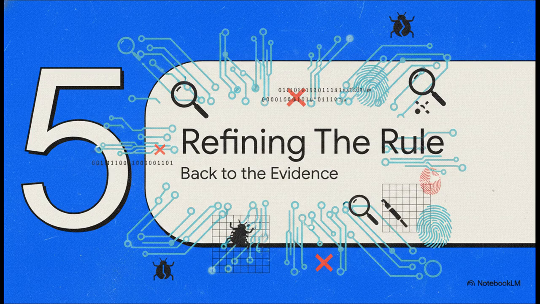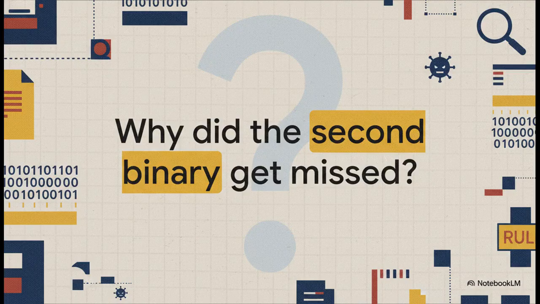And hey, this happens all the time in cybersecurity. It just means we have to go back to the evidence, take another look at our clues, and figure out exactly why that rule failed. So the big question is, why did it miss the second file? What's so different about 12345.exe? What piece of the puzzle is it missing that made our super strict rule just fly right by it?